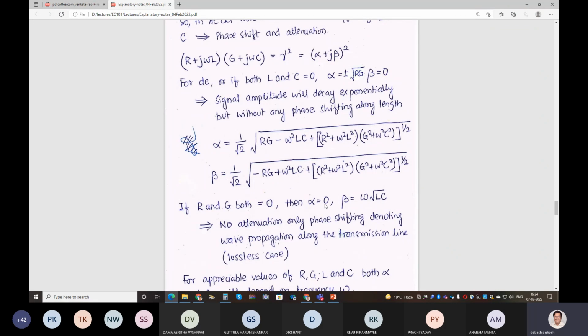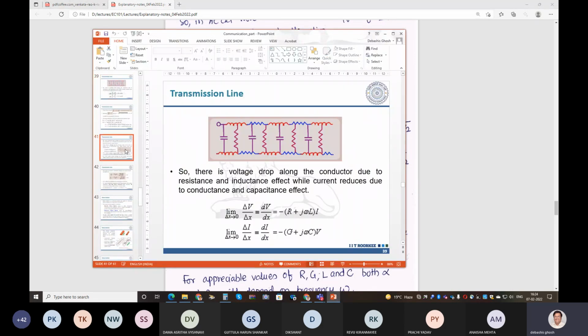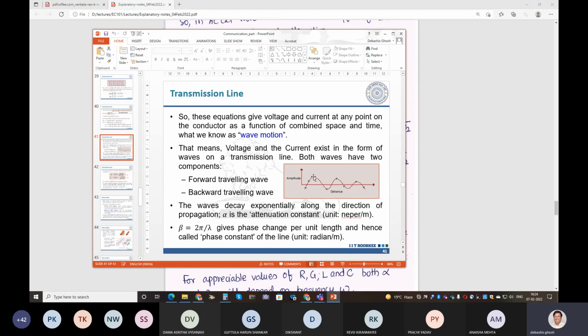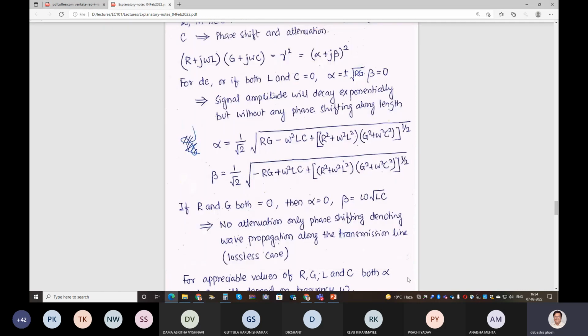So your waveform will be there because beta is there. So phase shift will take place. So the waveform will come. If I sketch the propagation of the waveform, it will be like what I have shown here. The waveform will be there, but the amplitude will remain constant in that case. Okay, the amplitude remaining constant. So these are two special cases.